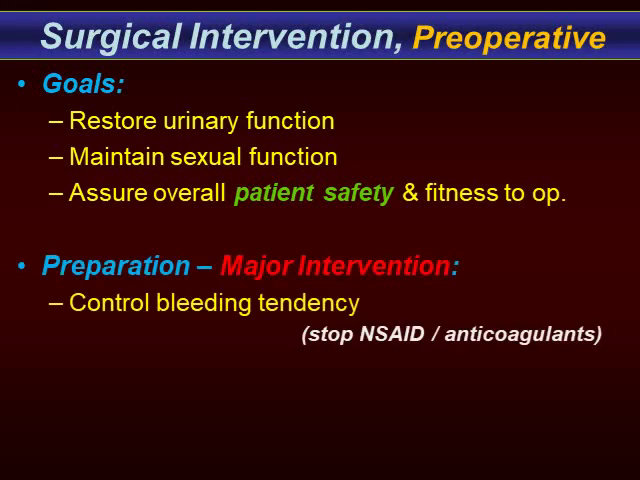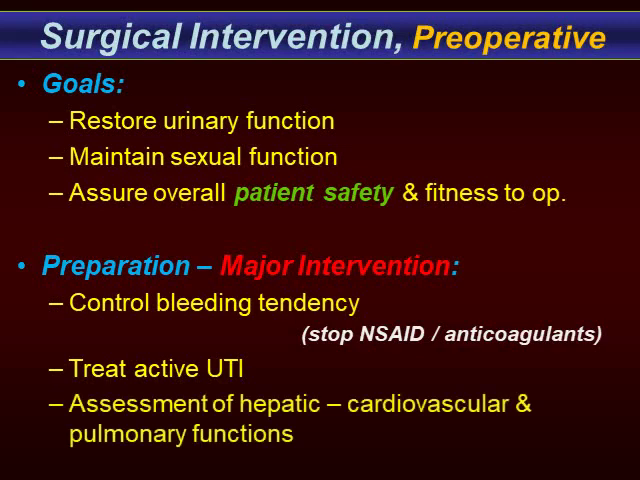Preparation: because this is a major intervention, we have to control bleeding tendency, stop non-steroidal anti-inflammatories and anticoagulants, because most of the patients are elderly. They could be taking these medications for cardiac problems or for cerebral stroke or other neurological problems. Active urinary tract infection must be treated. Also, proper assessment of hepatic function and the cardiovascular and pulmonary function, because these are major operations.